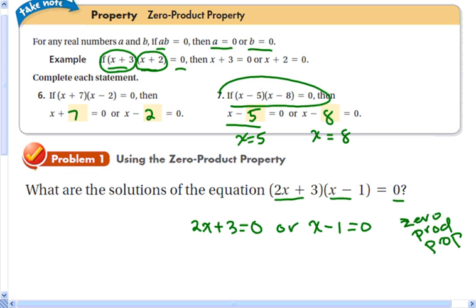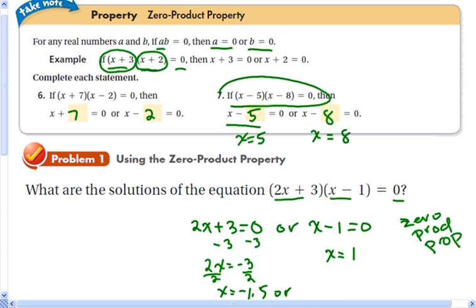Okay, now all we need to do is solve both of those two equations. If we solve this one, we're going to subtract 3 from both sides. We get 2x equals negative 3. Then divide both sides by 2, and we get x equals negative 1.5. Or, and then we solve this one for 0. This one's pretty easy. We don't need to go through the steps here. What number minus 1 is 0? That's obviously 1. So our two solutions are x equals negative 1.5 or x equals 1.